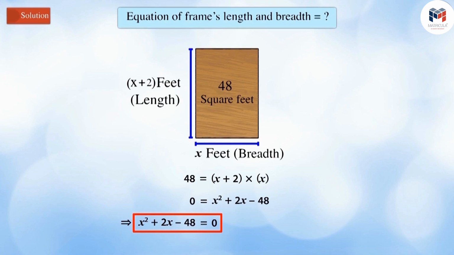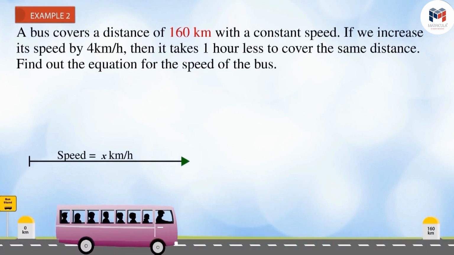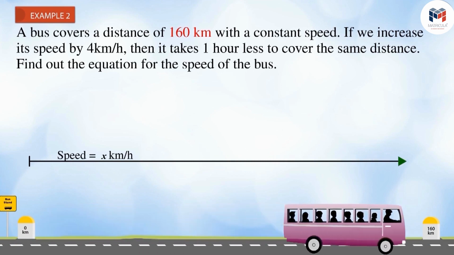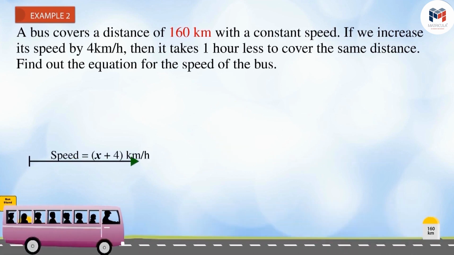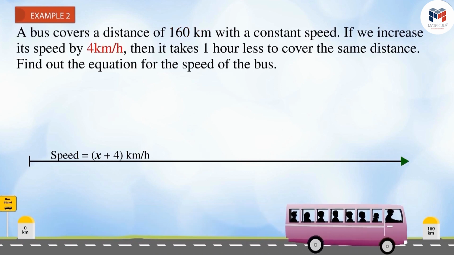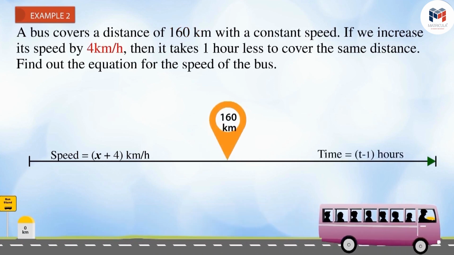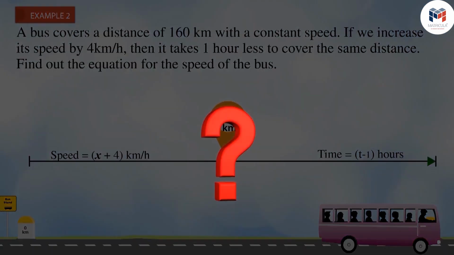Come on, let's look at one more example. A bus completes 160 km with a constant speed. If we increase its speed by 4 km per hour, then the bus takes 1 hour less to complete the journey. In this case, find the equation to find out the speed of the bus. Can you find the equation for the speed of the bus?